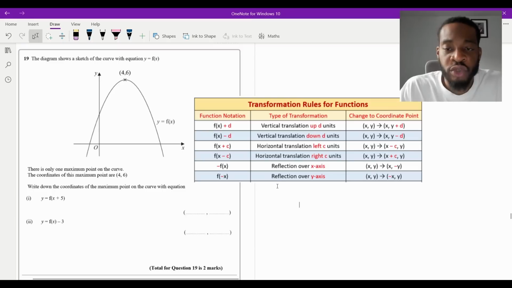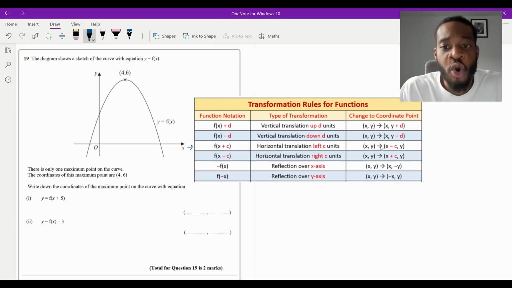So these are the rules that you need to know. Let's look at the first one. It says y equals f of x plus 5, and we've got that point 4, 6. Which rule do we think it's applicable to? Well, there's a plus inside the bracket, so it's going to be the third one. And what does it say happens? It's a horizontal translation to the left by c units.